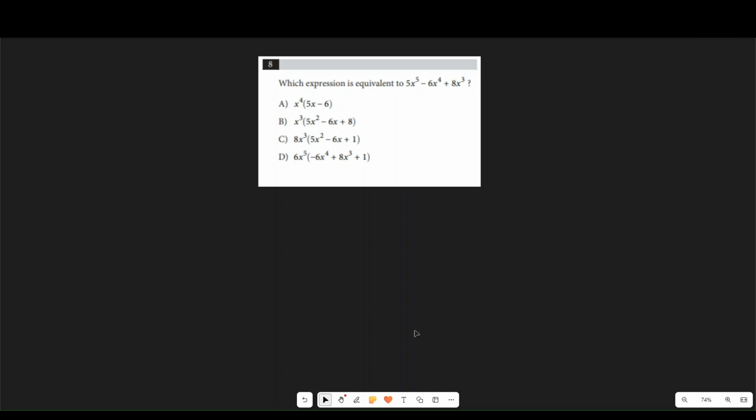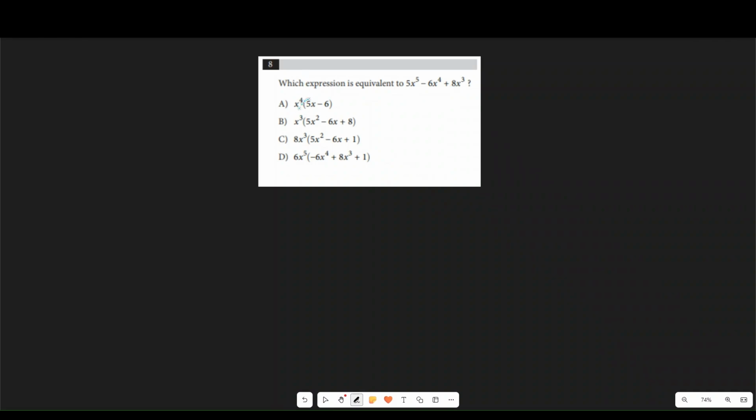This is a question from the 2024 official Test Bundle 6 Math Module 2. Which expression is equivalent to 5x to the fifth minus 6x to the 4 plus 8x cubed? Okay, and let's take a look at our answers.